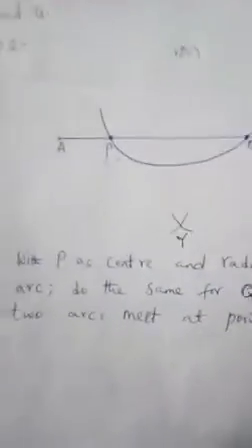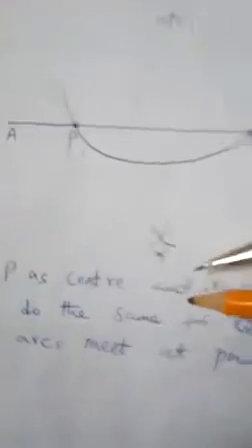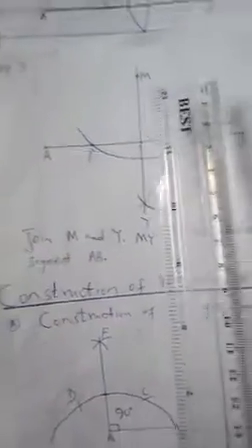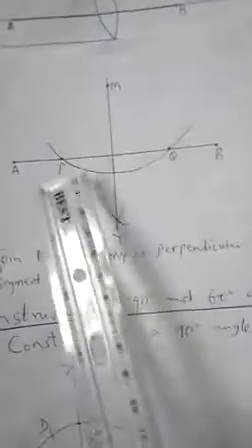Okay, so the two arcs meet at what point? Y. Join M and Y together. You join your M and Y by using the ruler. So MY is perpendicular to the line segment AB. You can see that because here it's at right angle. So it's perpendicular to AB. Construction of 90 degrees.